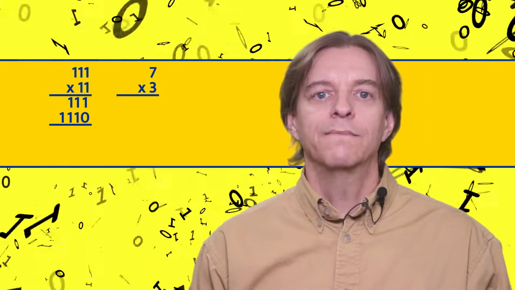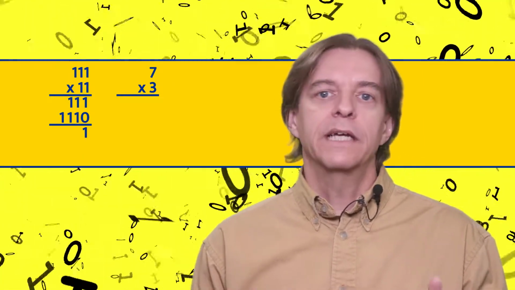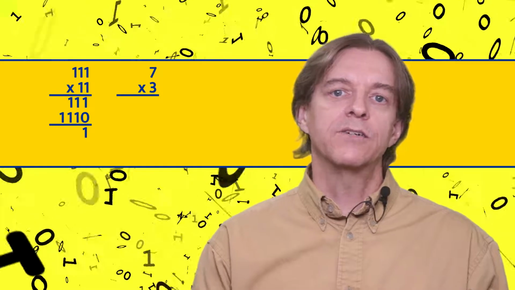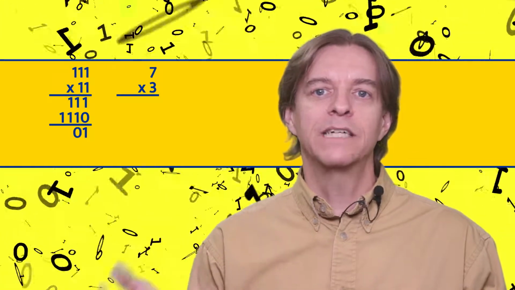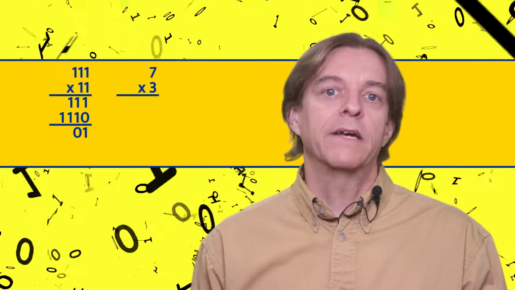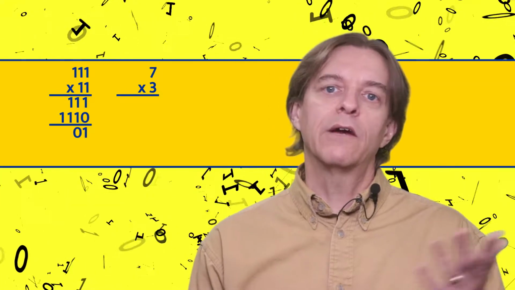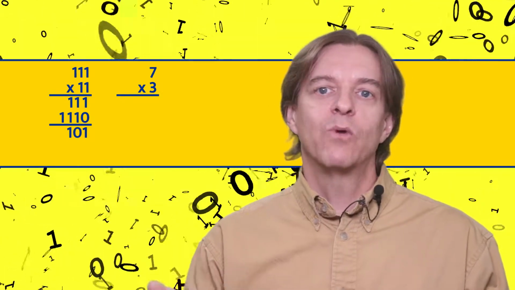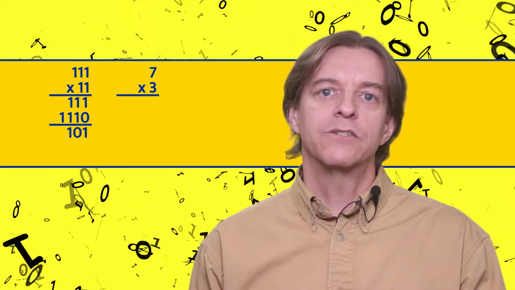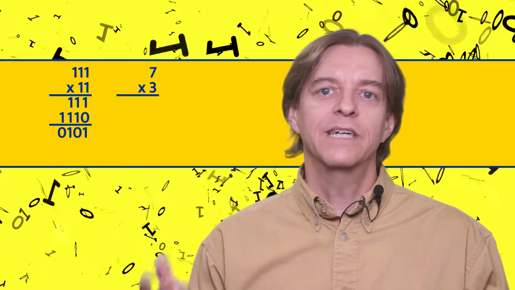1 and 0 is 1. 1 and 1 is 2, which in binary is 1, 0. So we write the 0 and carry the 1. 1 plus 1 plus 1 is 3, represented in binary as 1, 1, so write the 1 and carry the 1. Again, 1 plus 1 is 1, 0, so write the 0 and carry the 1. 1 and 0 is again 1, so write the 1 and we're done.